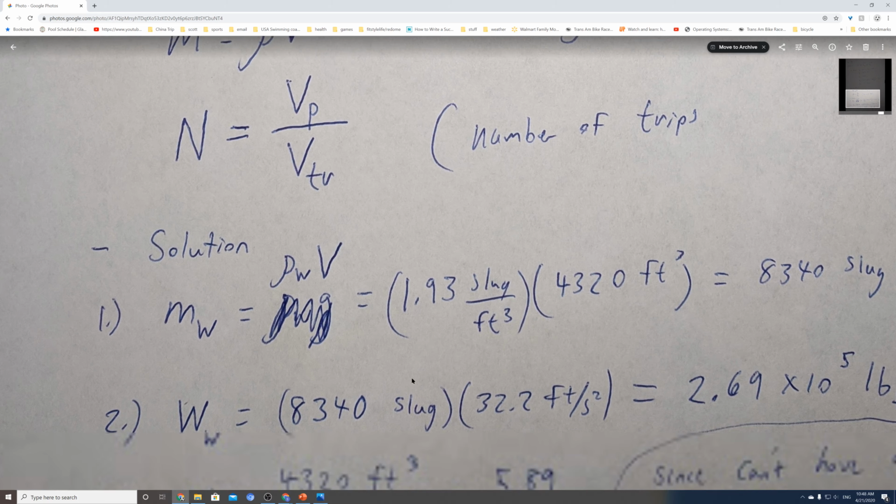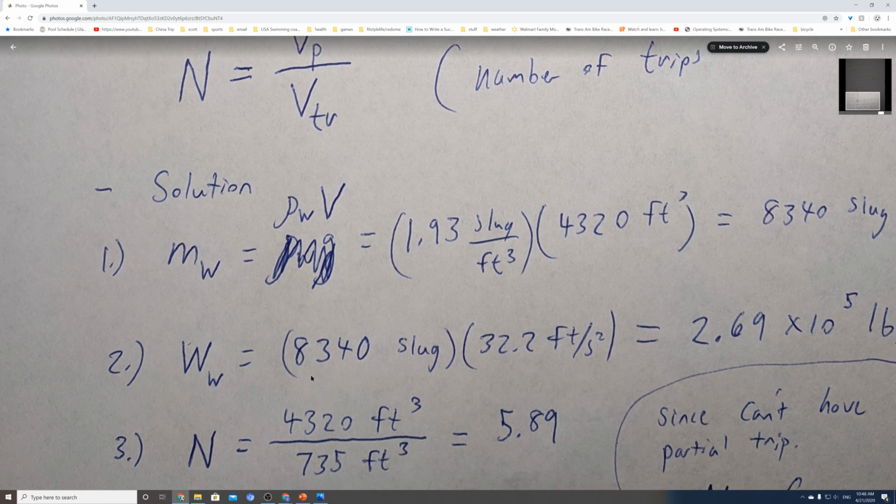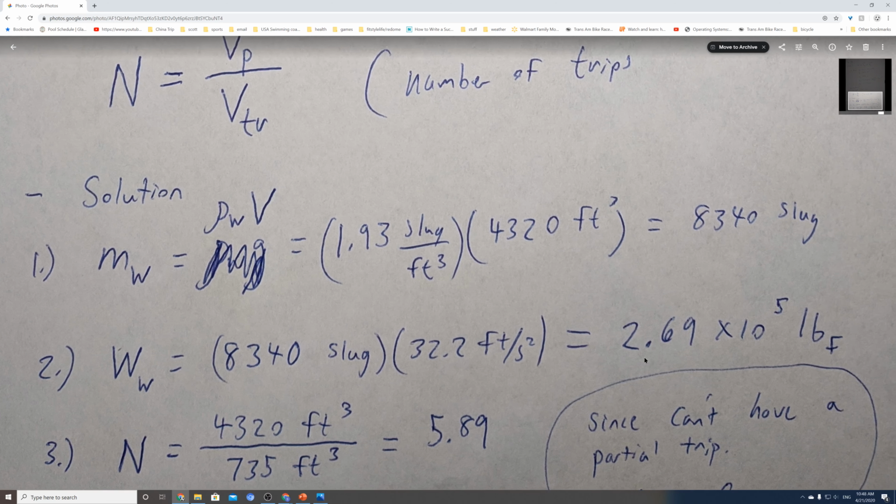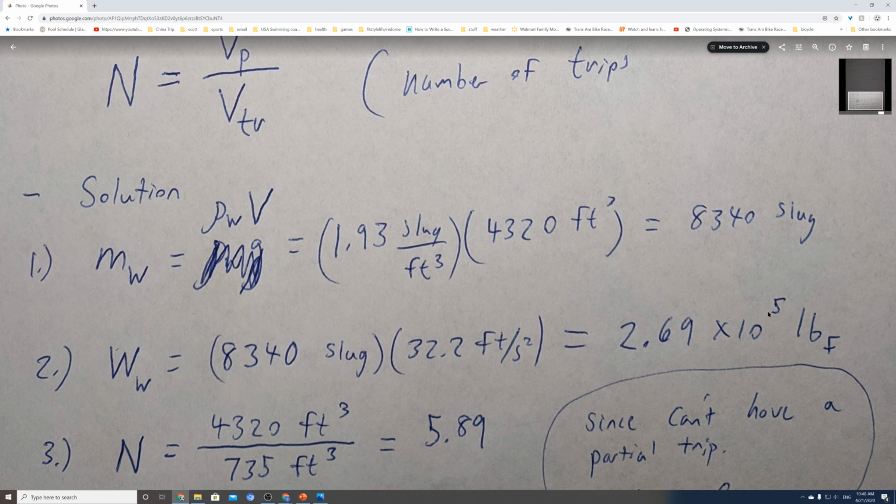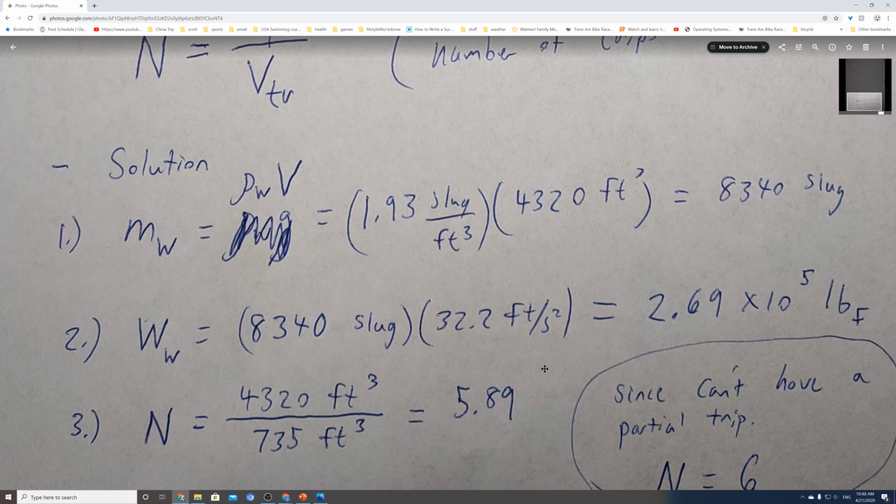All right, then the weight of the water is just going to be the mass of the water times gravitational acceleration, and the units I'm using, of course, are USCS units. That comes out to be 2.69 times 10 to the 5th pounds force, or 269,000 pounds. Then the number of trips is just the volume of the pool divided by the volume of the truck per trip, which comes out to be 5.89.